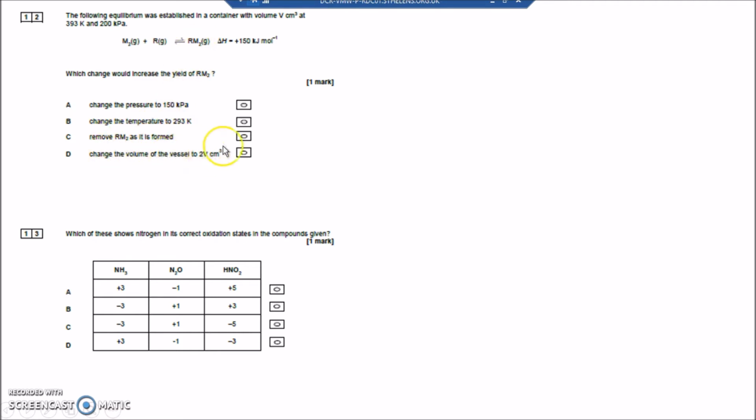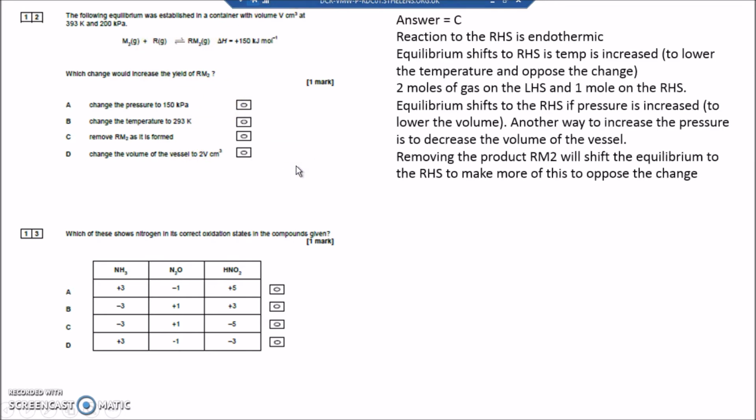Change the volume of the vessel to double the volume. Double the volume would be lowering the pressure because there'd be more volume. Lowering the pressure now would shift it to the left hand side. Your answer is C. Which of the following shows nitrogen its correct oxidation states in the compounds given?